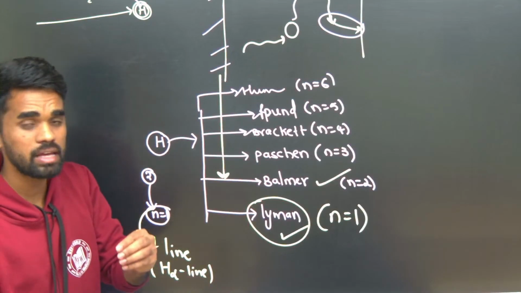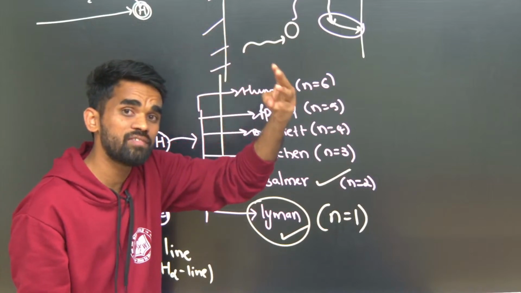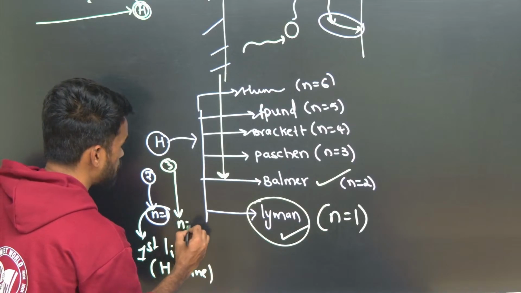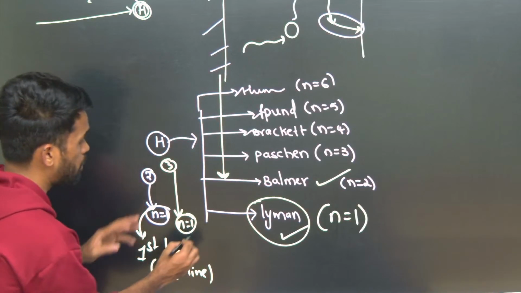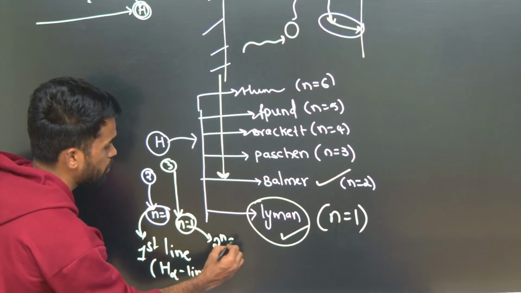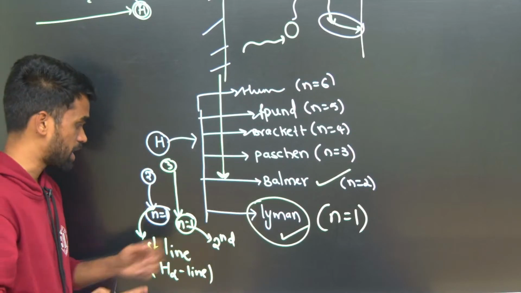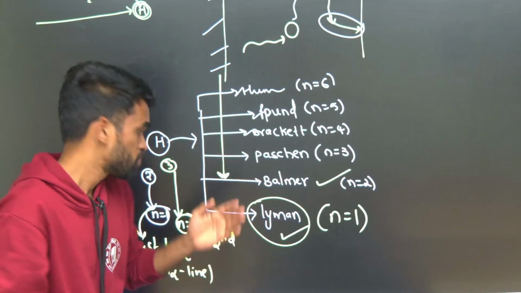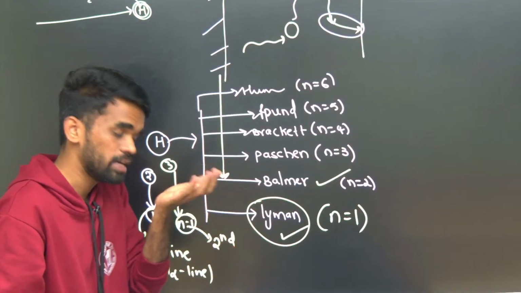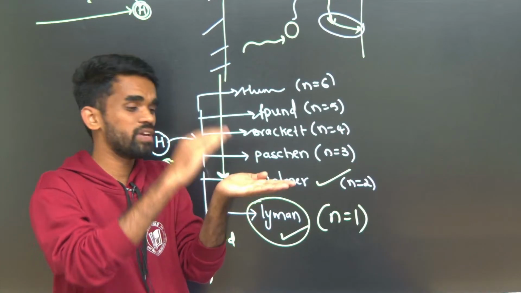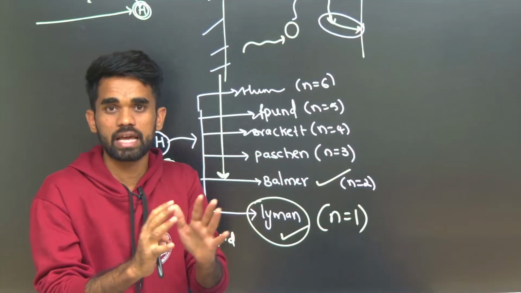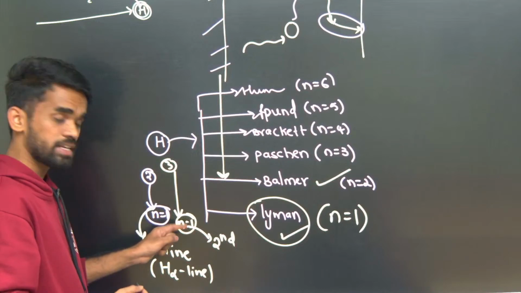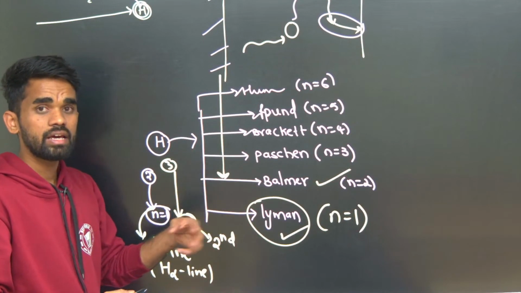Similarly, if an electron falls from the third level to the first level, 3 to 1, this also belongs to the Lyman series, but this is called the second line, because this is the second possible line. Similarly, if it is coming from 4 to 1, this belongs to the Lyman series too, since the ground state is 1. Like this, first line H alpha, second line H beta, third line H gamma.